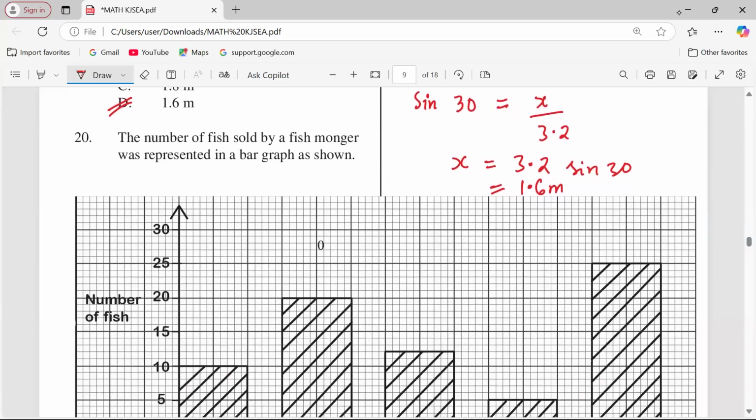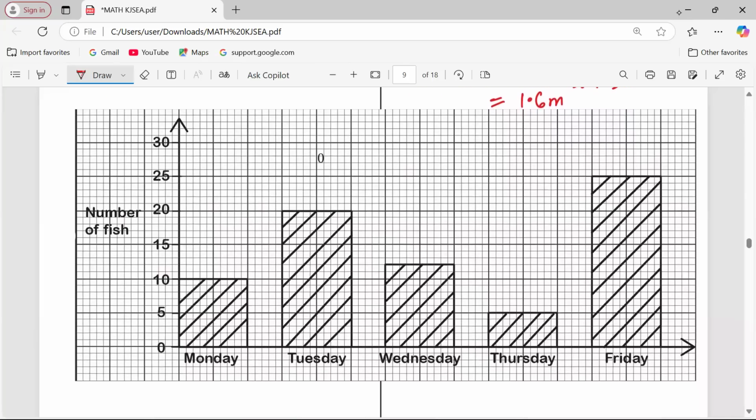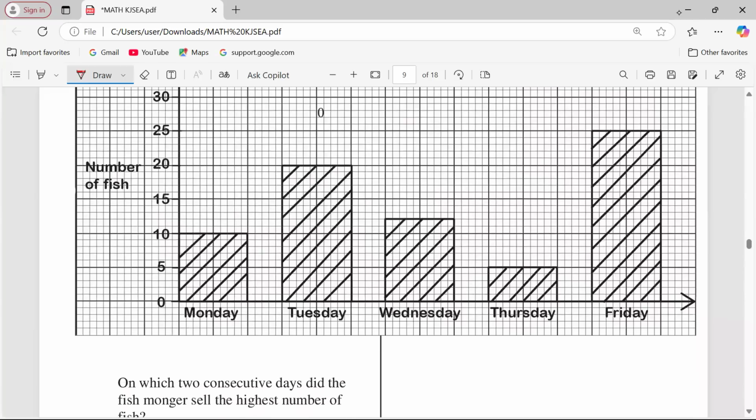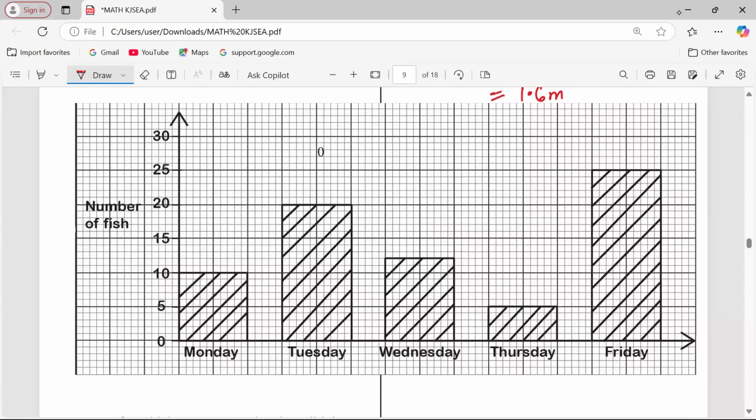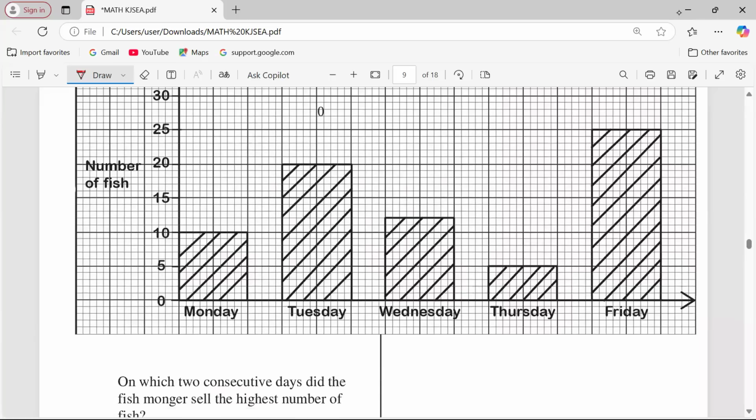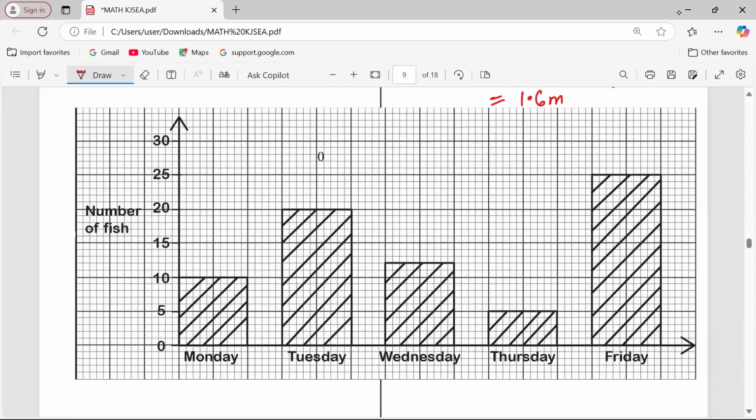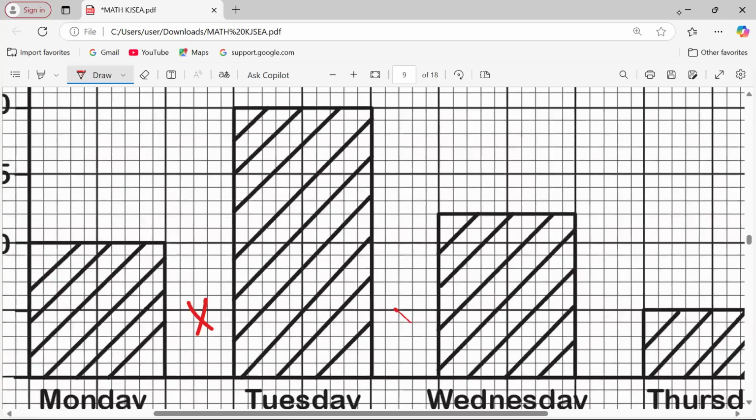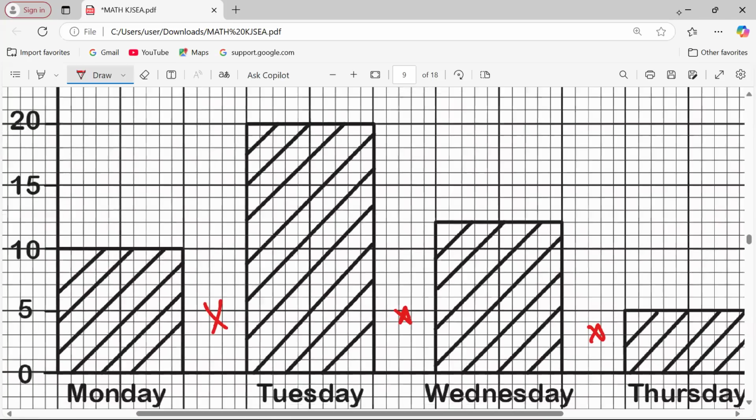Now, the number of fish sold by a fishmonger was represented in a bar graph as shown below. So we got bar graphs here now. A bar graph representing the number of fish sold, then the days of the week, Monday, Tuesday, Wednesday, Thursday, Friday. And from this drawing, we can learn something about bar graphs. Bar graphs are supposed to have equal spacing. Look at the space between here and here and here. So the spaces are equal.